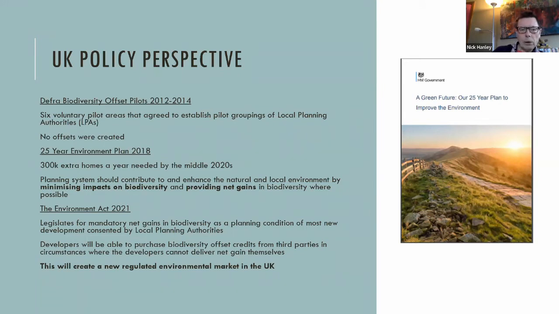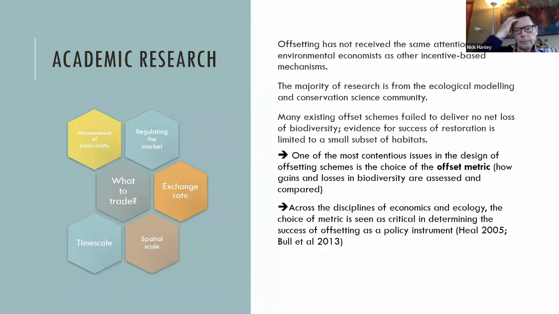And this didn't come out of nowhere. We had a pilot offsetting scheme back in 2012, 2014, which didn't work out so well. And we also have to think about the context of the 25-year environment plan, 2018, basically setting out the need for new houses, but also the need to do something to offset the impact of those new houses on biodiversity.